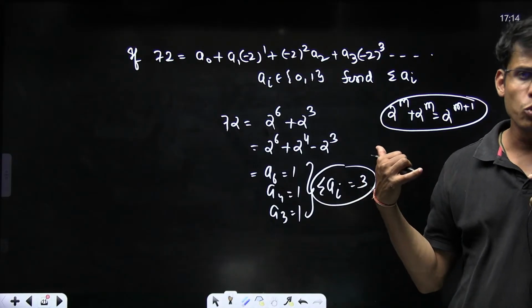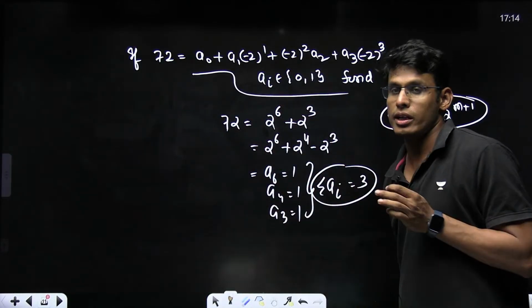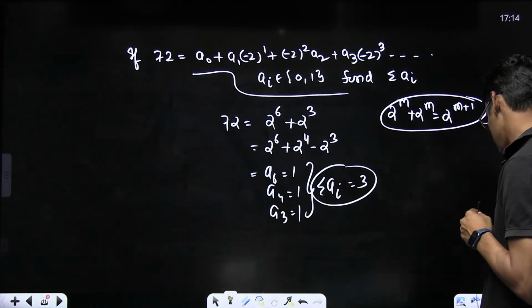This is pre-RMO 2019. Okay. Like Sayak is saying, sir, pre-RMO 2019. Okay.